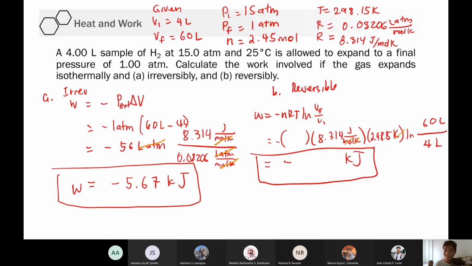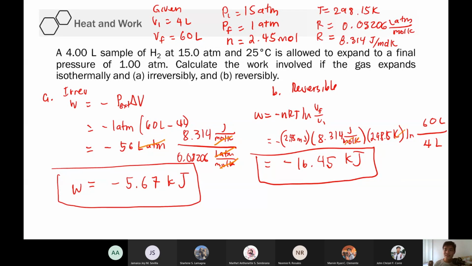Ayan, so thank you. So this should be 2.45 mole. Ayun, so thank you. Kaya nagtataka ako, sabi ko, ba't hindi ito yung nakuha ko kanina? May mali ba ako? May mali nga. 8.314, 298.15, ln 60/4. Yun. Ito yung lumabas kanina, 16.45. Ayan ha. So, those are the answers na.